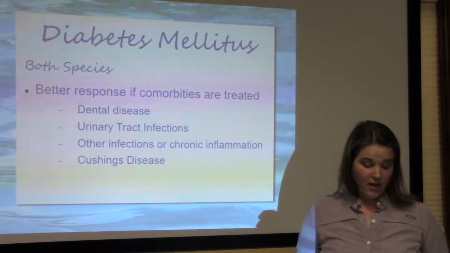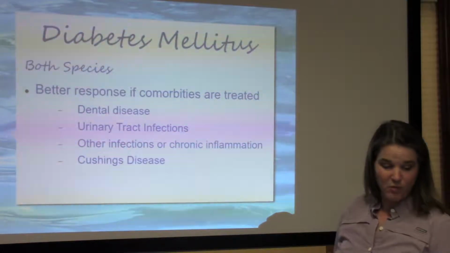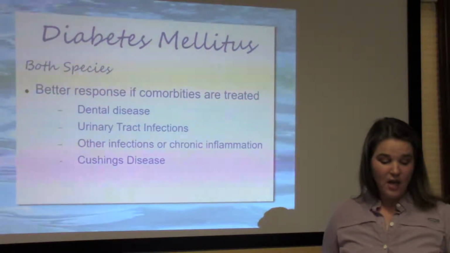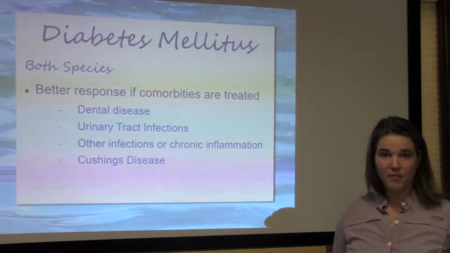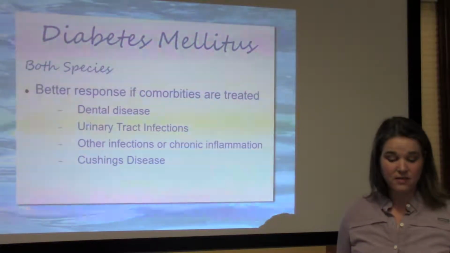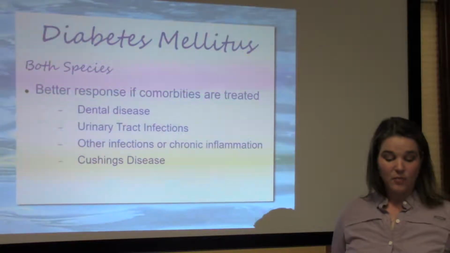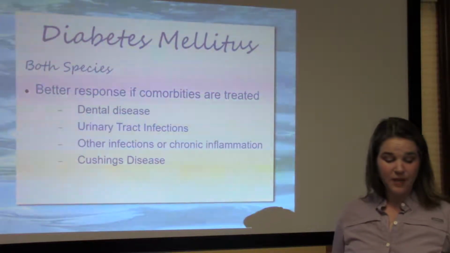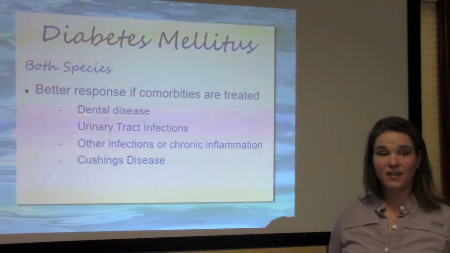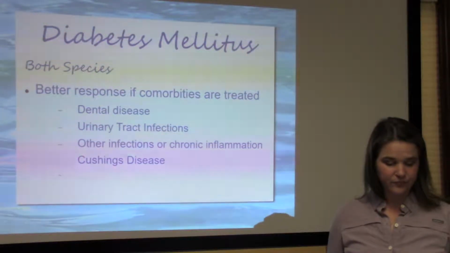When we are trying to control diabetes, we have better success if any comorbidities are treated, any cause of inflammation or infection. And the most common problems that will cause a persistent or more severe insulin resistance is periodontal disease and bladder infections. Cushing's disease, hyperadrenocorticism, will also perpetuate an insulin resistance, so it's important that we identify those patients that have Cushing's and get that under control as well.